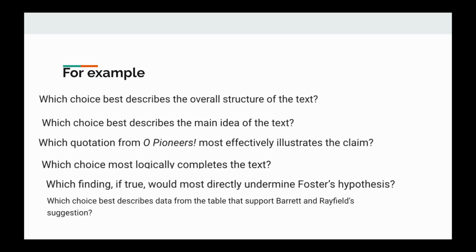Which choice most logically completes the text? Just completes the text. We do not need the most logically or which choice part. Just completes the text. Which finding, if true, would most directly undermine Foster's hypothesis? We do not need to read this whole question. Just read this part: undermine Foster's hypothesis. We need to find an answer which will undermine Foster's hypothesis. That's already clear if we just read the last three words.